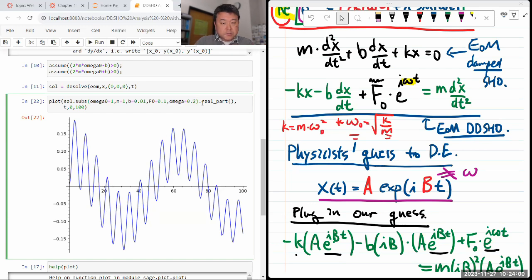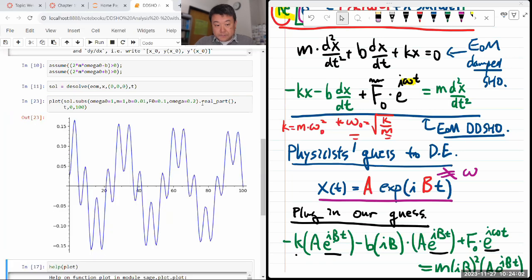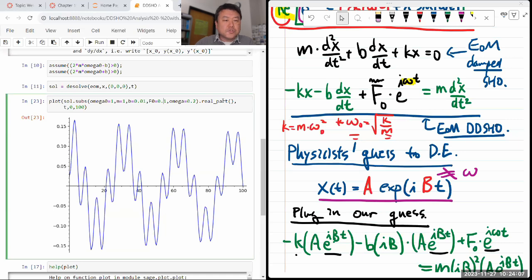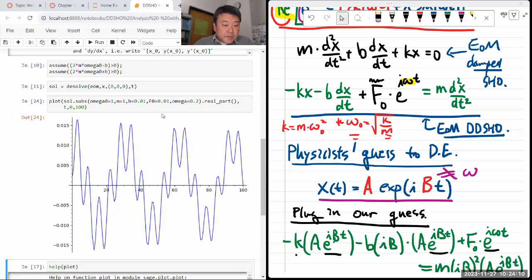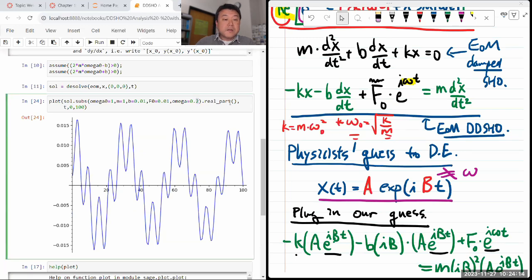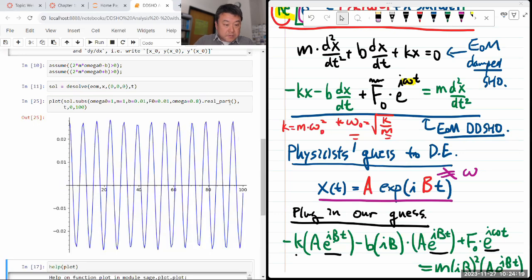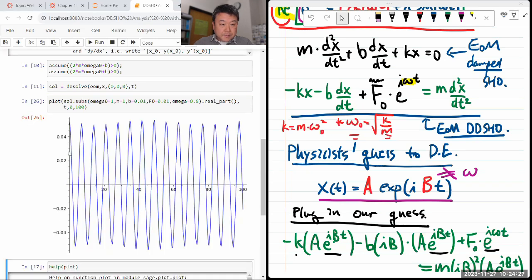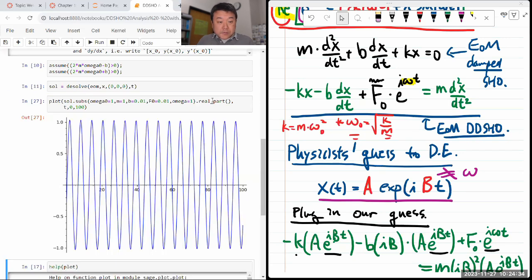Let me move this to 0.2 and see what we get. Okay, it's getting more interesting. I think my driving force is too big. Let me make it smaller. So yeah, we are still way off resonance, so our amplitude is pretty small. Let me get closer to resonance, 0.8. It's 0.2 away from resonance. Now it's 0.02. Okay, let me go to 0.9. Okay, 0.04, it's double.